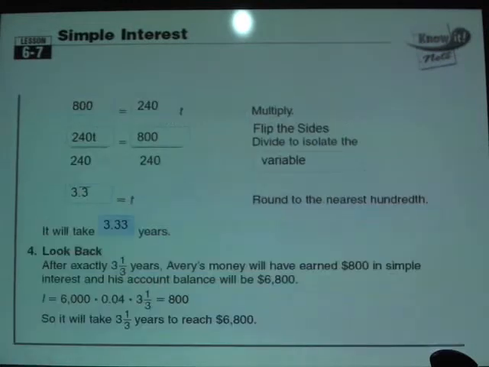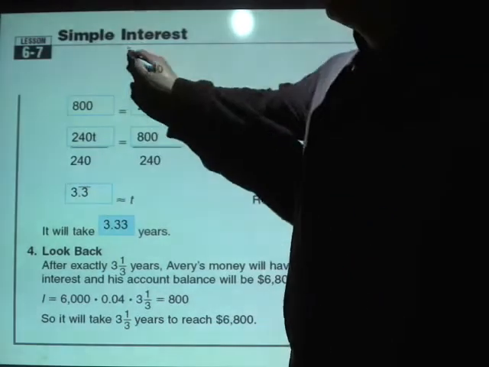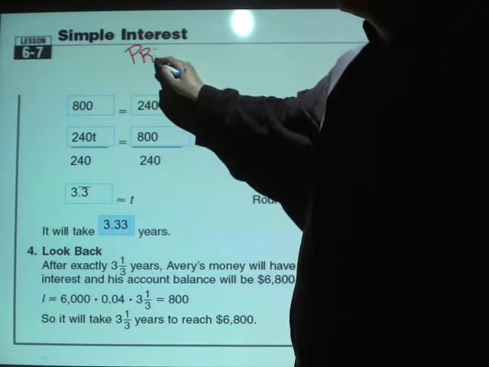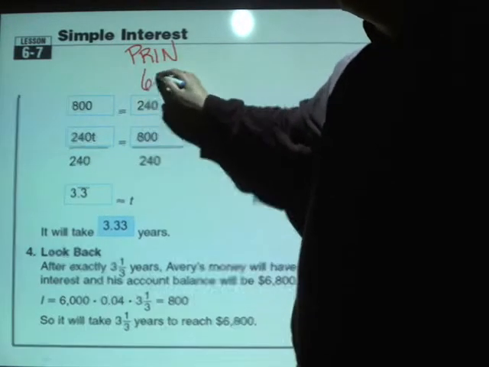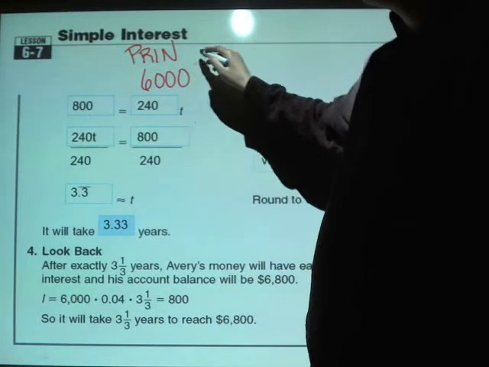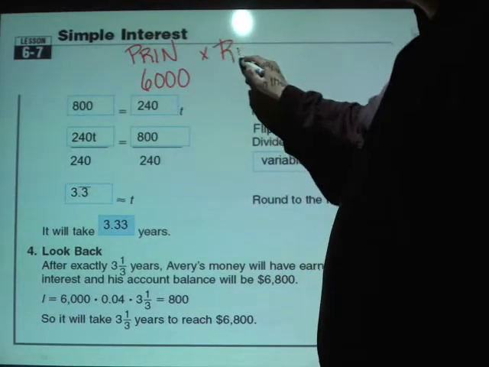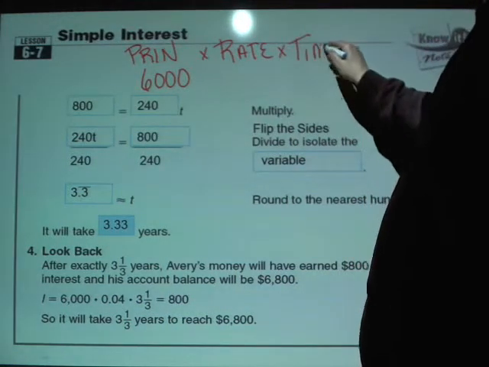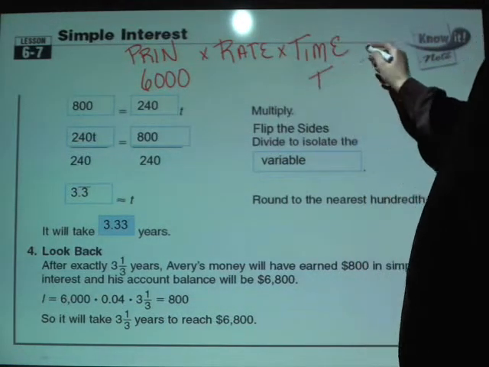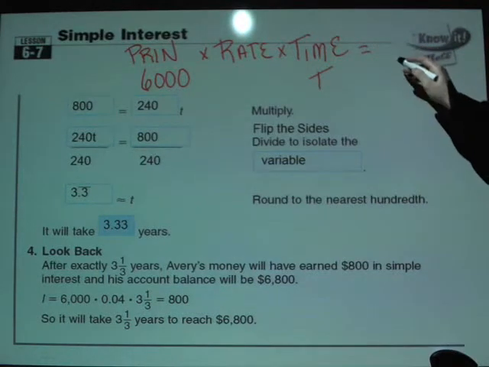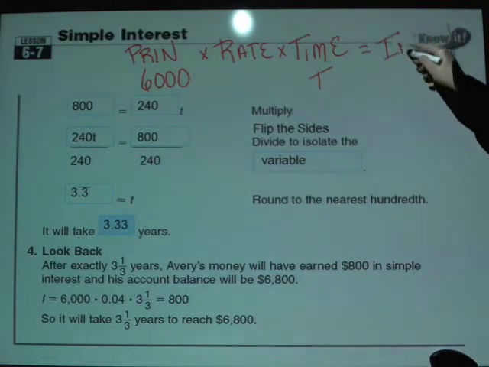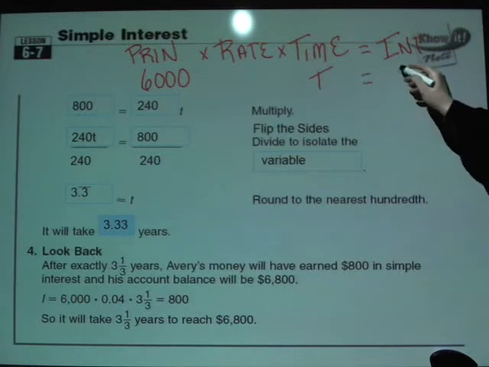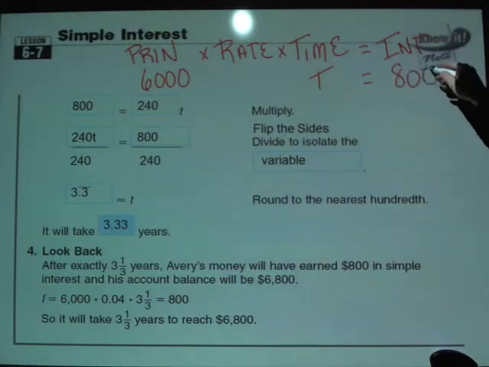Okay, so let's go ahead and dump that in here. The principal again was $6,000. I'm going to multiply that by the rate and the time, but remember the time we don't know, and that's going to equal my amount of interest that I made, which after a little bit of detective work we figured out was $800.